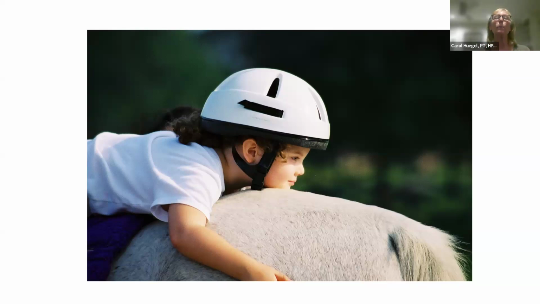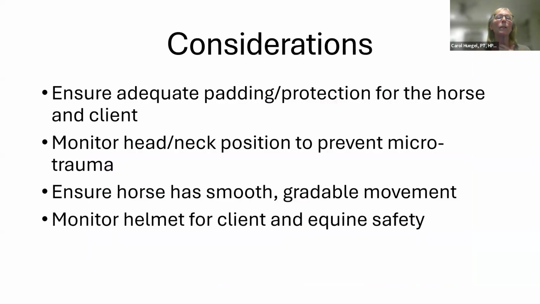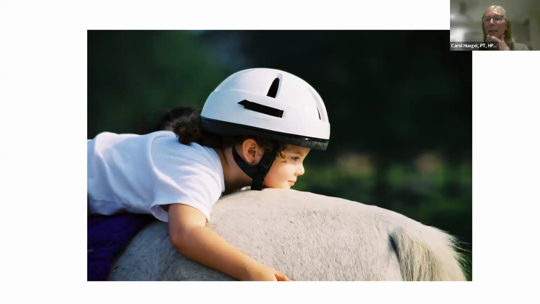But this is more of a picture of what we're talking about with regards to the prone over the rump. Again, we want to be protecting both patient and horse. So again, the considerations are that you're going to have adequate padding. You're going to monitor the head and neck position to prevent micro trauma. So you can just imagine that, obviously this picture was shot at a halt, but imagine if this horse was walking, what would be happening to her neck with each step that the horse took. So you need to be aware of that.